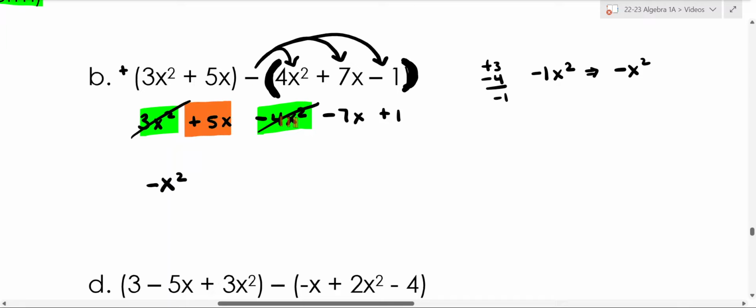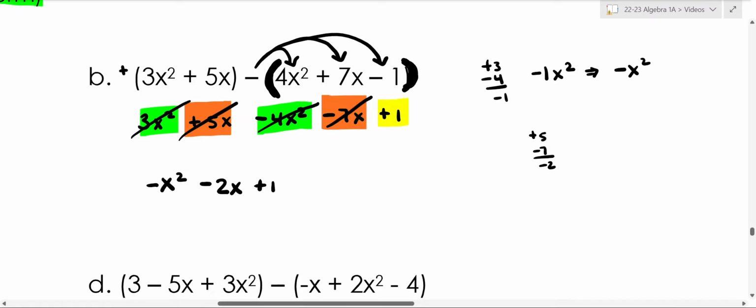Now, those are like terms. And so what's our brain thinking? Our brain is thinking a +5 and a -7. It's -2. So that's a -2x. We're done. And I guess just a little +1 there at the end.